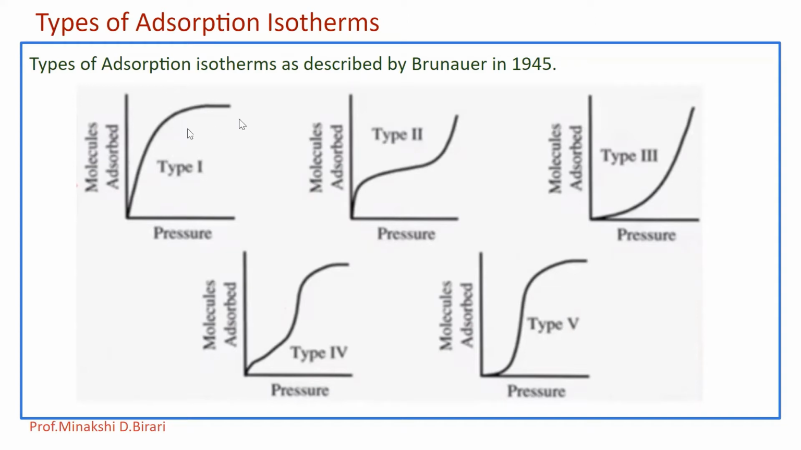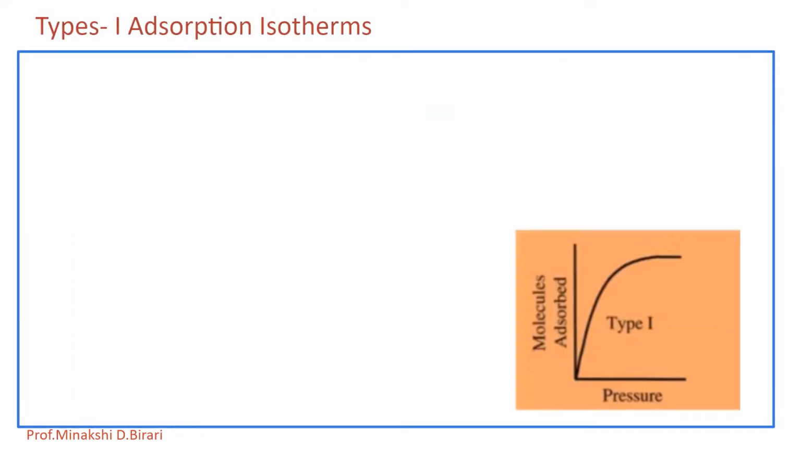These are the types of adsorption isotherms as described by Brunauer in 1945. In each graph the molecules adsorbed are on the y-axis and pressure on the x-axis. So the curves relate the adsorbed molecules and the pressure at constant temperature. Let us see the characteristics and shapes of each isotherm in detail. Type first adsorption isotherm.